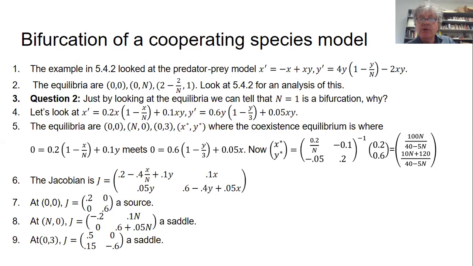Your second module question is not looking at the Jacobian at all. Just by looking at the formulas for the equilibrium, you can tell that there's a bifurcation at n equals 1. Why is that?